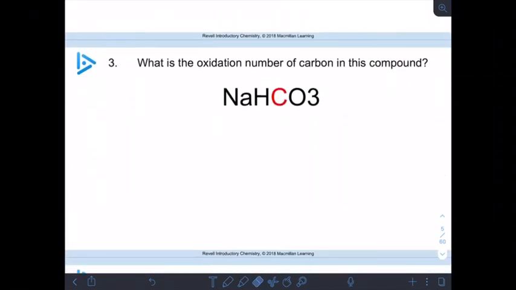All right, let's try this one. So what is the oxidation number of carbon in this compound? So this is sodium bicarbonate, NaHCO3. Right, so group 1 metals like sodium are always plus 1s. Hydrogen, when it's bonded to nonmetals, is a plus 1. Oxygen, when it's in a compound, is a minus 2, but I have 3 of them. So that gives me a minus 6.